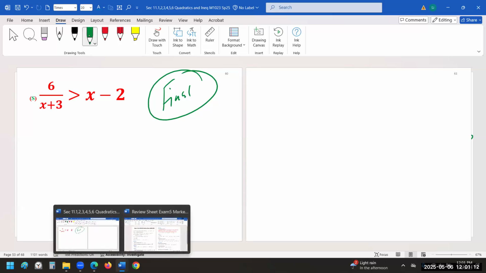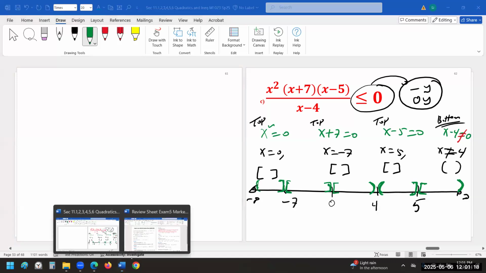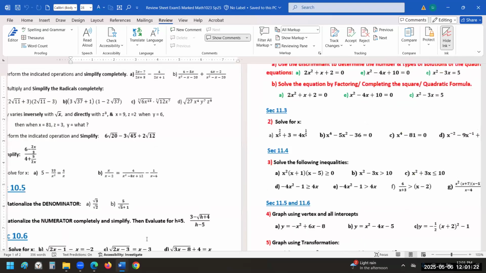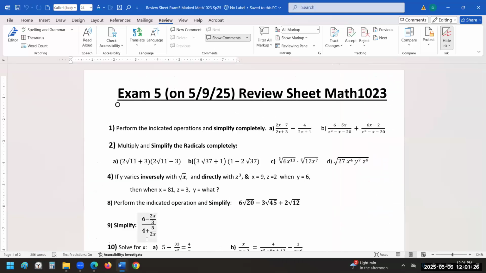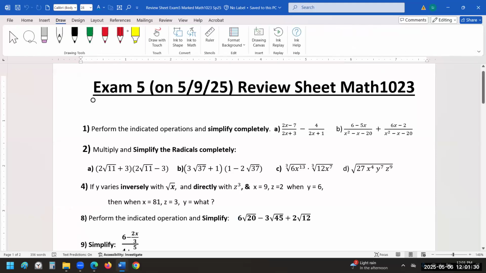Now let me tell you what will be in this exam. Exactly which question you are expecting to see. So make sure you know them very well. So here, this type.